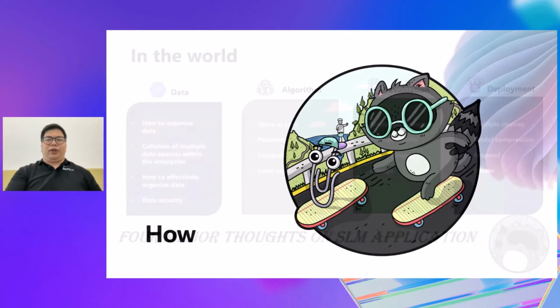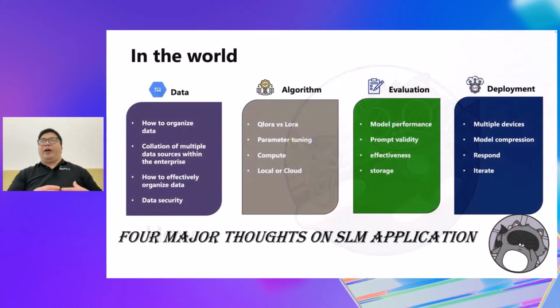Maybe we talk about the word. I set four items. The first item is the data. The second item is the algorithm, and then the evaluation and deployment. Why do I say this? Because we want to let the SLM or LLM focus on our business scenario. We need to focus on these four things.